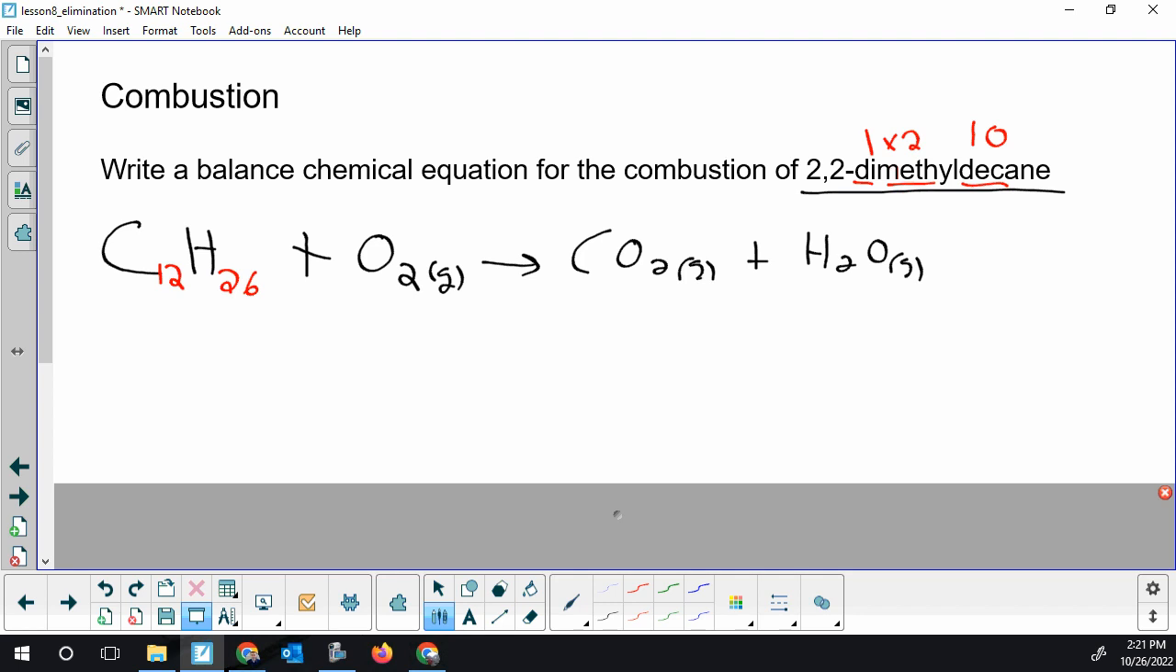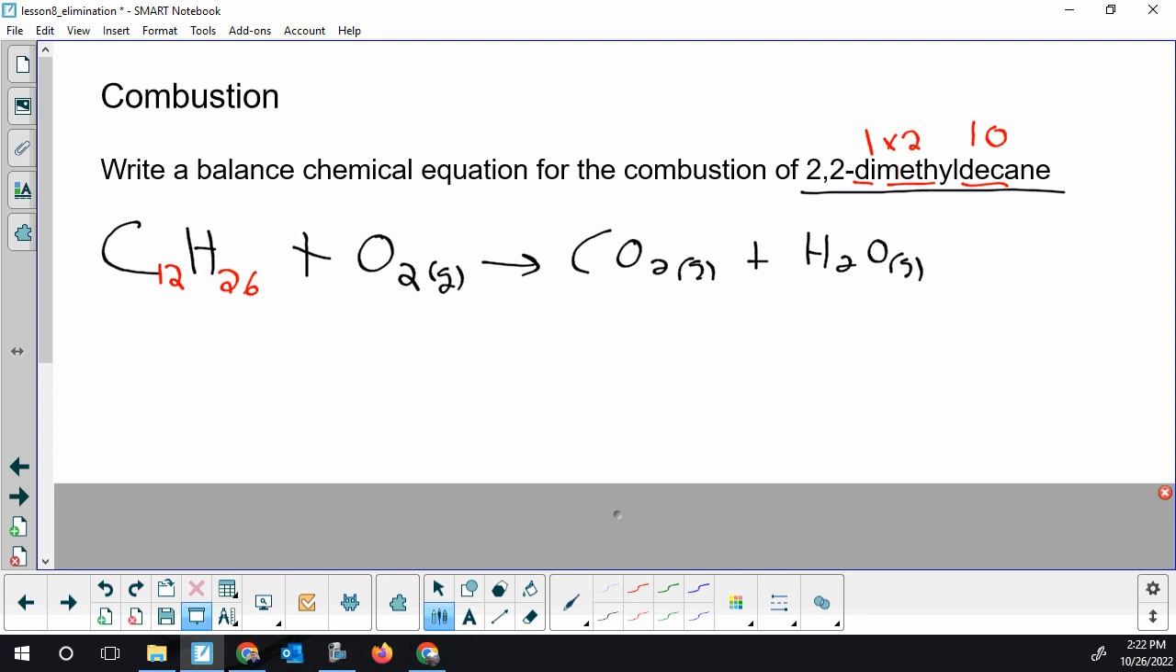So no reason to draw this. In theory, on an exam, I could put an ane that has 100 carbons and ask you to burn it. Okay? And you wouldn't draw out that 100 carbon ane, you would just double the 100 plus 2. So now this is just Science 10 balancing.